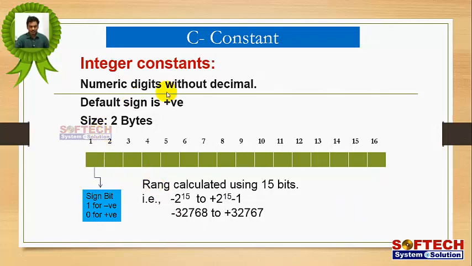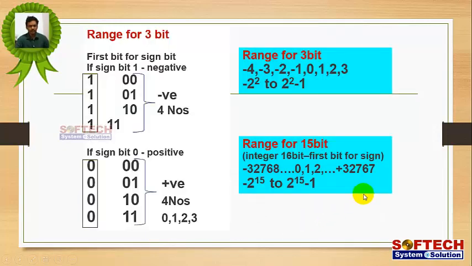So an integer is a numeric value without a decimal point. That is a whole number. The size is 2 bytes. The first bit is for the sign bit, and in the remaining 15 bits we can store the value. The range of integer is minus 32,768 to plus 32,767. This way we can find the range.